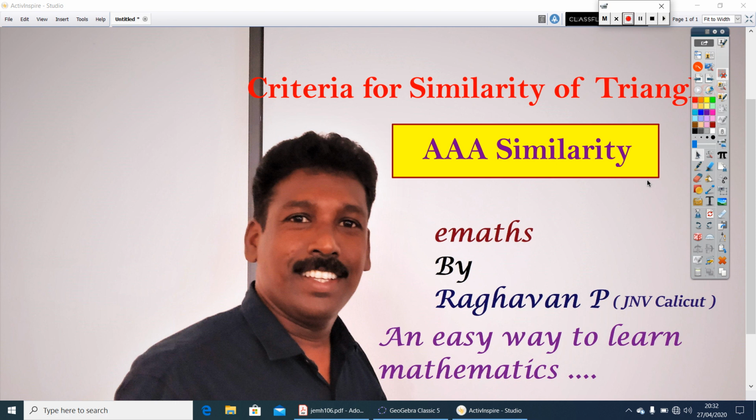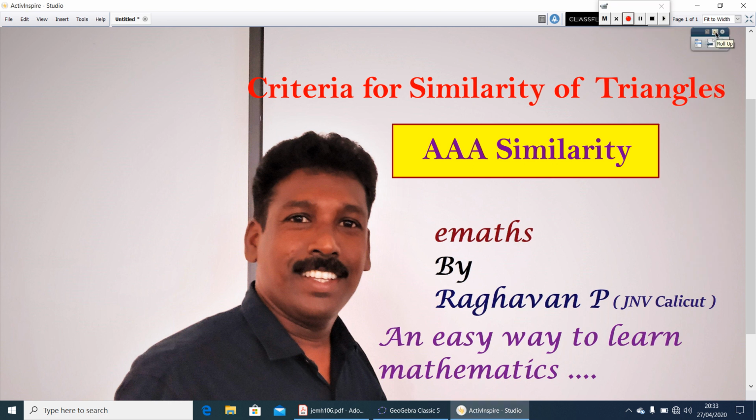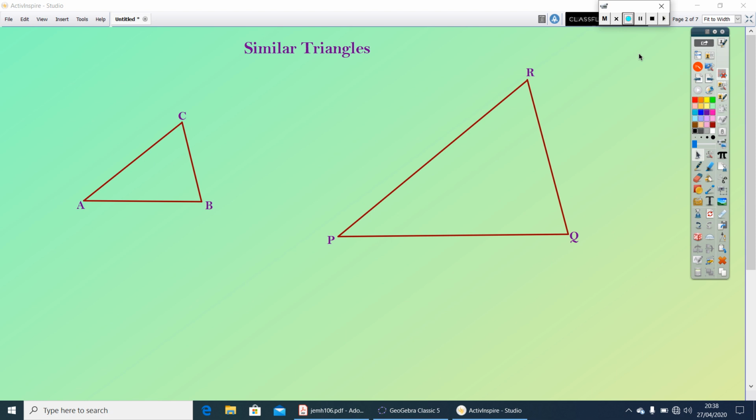Today I am going to discuss criteria for similarity of triangles. The first criteria is AAA similarity. You have already learned about the similarity of two triangles. If two triangles are similar, their corresponding angles are equal and their corresponding sides are proportional.